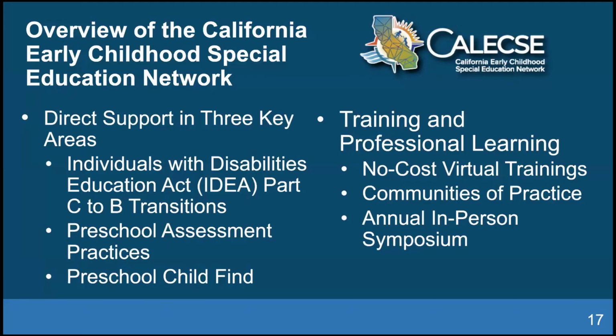Programs can access shared tools, resources, and individualized technical assistance through geographic technical assistance facilitators and expert exemplar leads who highlight effective practices already working across California and help scale them through cross-agency collaboration. Professional learning and training are another critical component of CalECSE's work and are intentionally designed to bring multiple partners together.